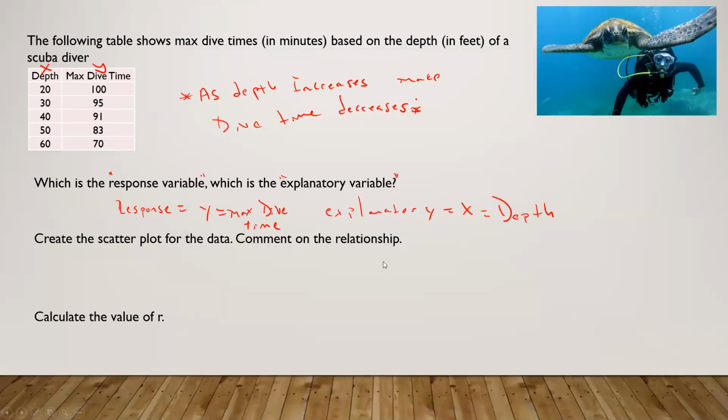The next question says comment on the relationship. So this is what the scatter plot roughly looked like, something like this. Madeline, I'm just curious, when you look at your calculator, what does it say there?